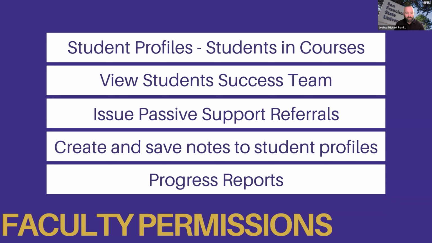But within that, you can still see all the same information that every other faculty role can see on the profile. You can see the summary data for all the performance and progress indicators. You can view a student's success team. You can see a history of any referrals or progress reports that were issued. You can issue the passive support referrals. And you can also create and save notes to the profile. And you can also see any record of a progress report in the student's history. So it's still really important information and features that the faculty role has access to. It's just restricted to the students in the courses they're teaching.